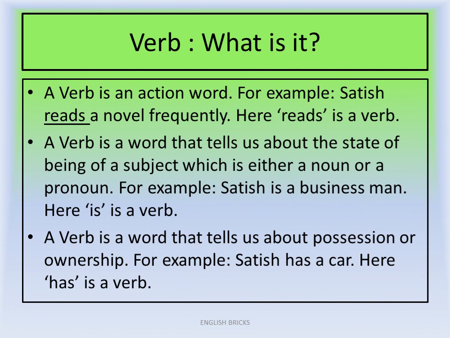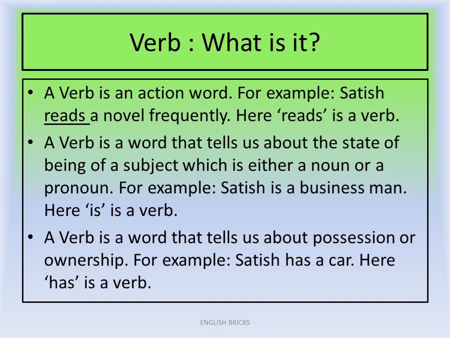So, before we learn about the auxiliary verbs or the helping verbs, let us first recollect what a verb is. A verb is an action word. For example, Satish reads a novel frequently. What does Satish do? Reads. He is climbing a tree. What is he doing? Climbing. So these words, climb or read, are all action words. So a verb is an action word.